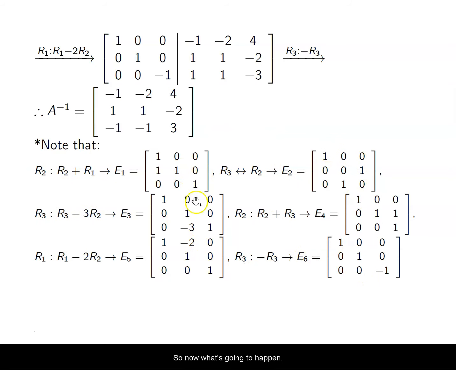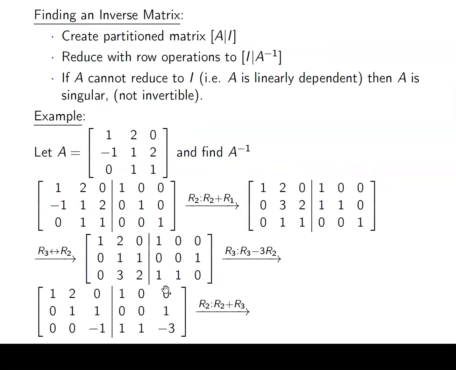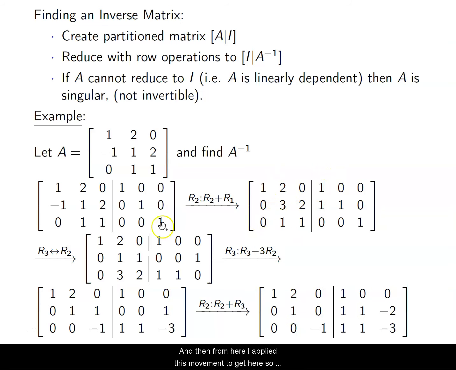So now what's going to happen is, to get my A inverse, what I did was I took my A and multiplied it times the first elementary matrix. Because that result, if you remember from my previous video, is how you go from the first move to the second move to get this result on A. We saw that in a previous video. And then from here, I applied this movement to get here.